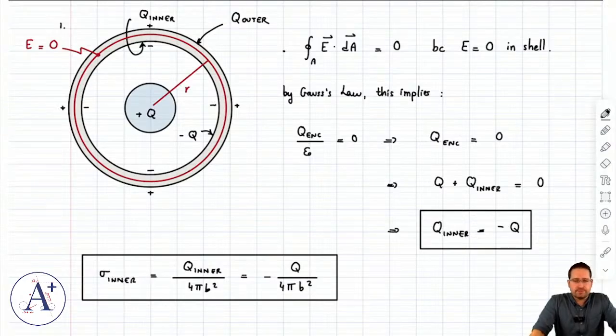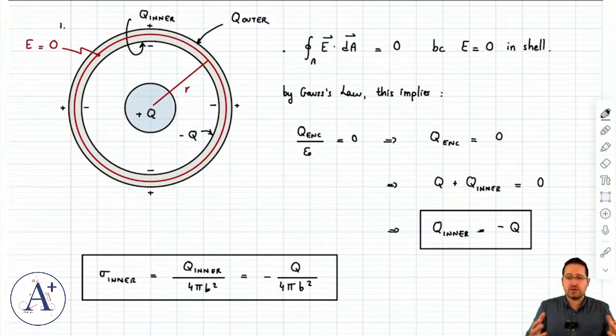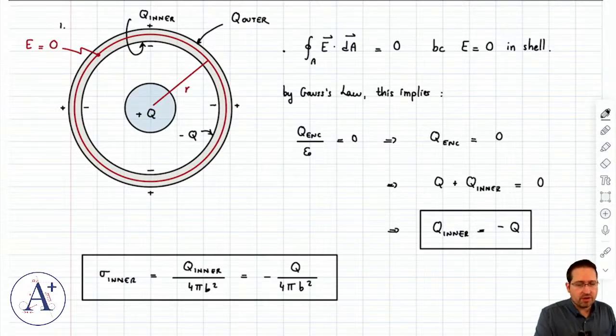What about Q outer? Can we find Q outer? Sure we can. To find Q outer, once you have Q inner, is actually easy. Now you could try to do the same trick with Gauss's law. It's just not going to work because you do not know what the electric field is outside of the shell. It's not 0. Probably not anyway. In some cases it might be, but in general it's not true that it's 0. It's not a guarantee. It's only a guarantee inside conducting material.